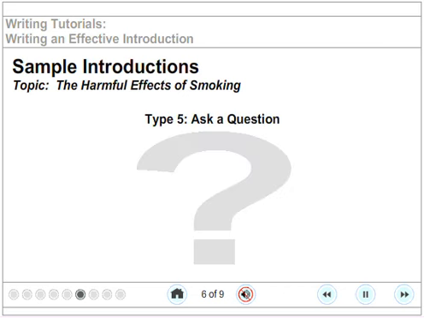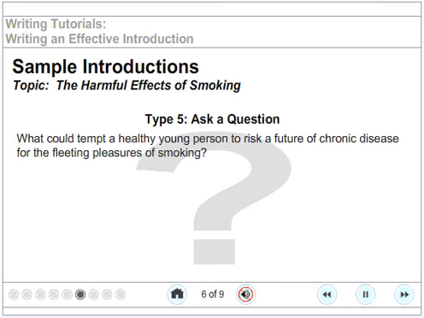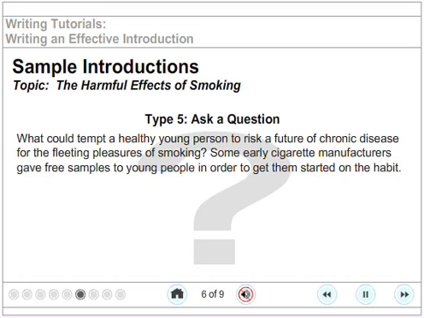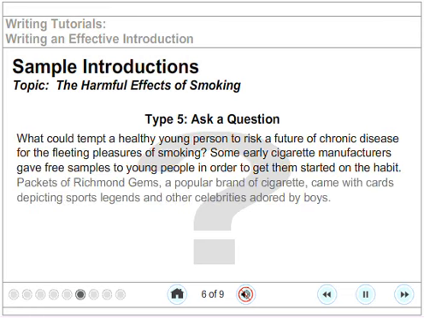Type 5. Ask a question to capture your reader's interest. What could tempt a healthy young person to risk a future of chronic disease for the fleeting pleasures of smoking? Some early cigarette manufacturers gave free samples to young people in order to get them started on the habit.